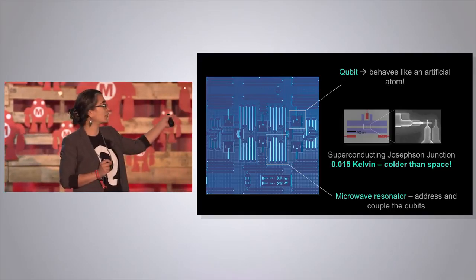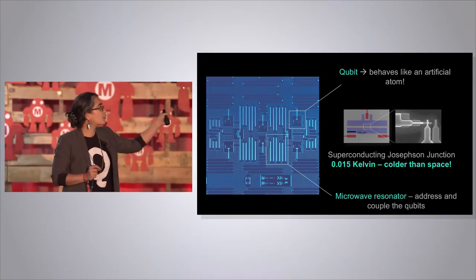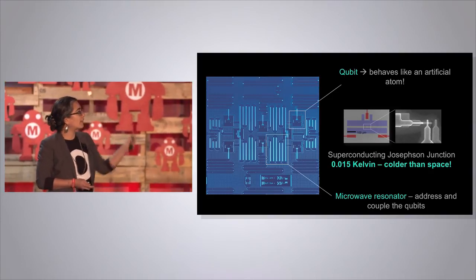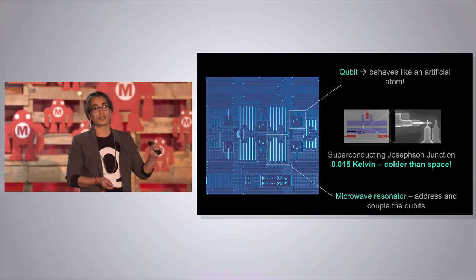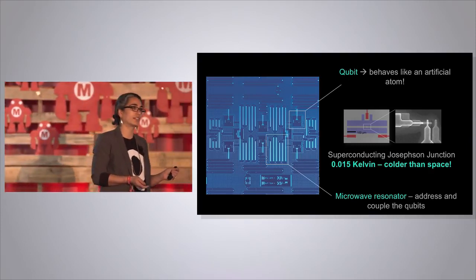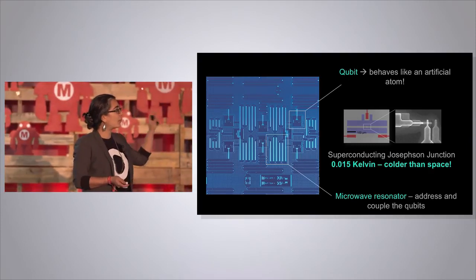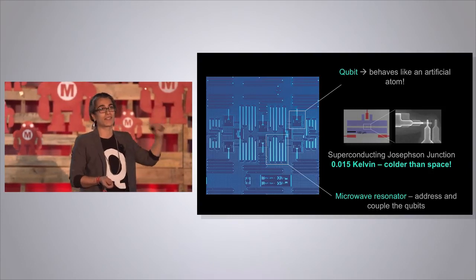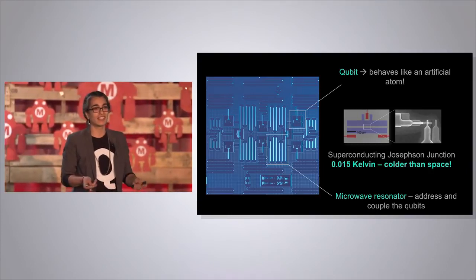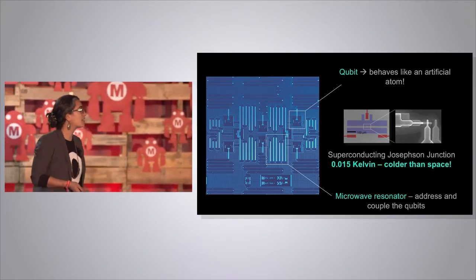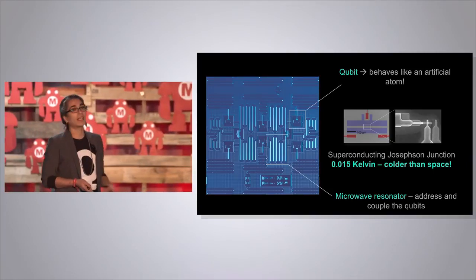Okay, so this is what it actually looks like on the chip. You have these squares that are your qubits, and these squiggly lines are your microwave resonators. And inside of the qubit is a superconducting Josephson junction. And we've got to cool this thing down to 0.015 Kelvin, where 0 is absolute 0, right? Room temperature is 300. This is significantly colder than outer space. And we talk to the qubits with microwaves.